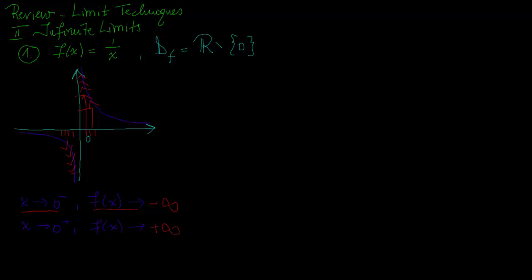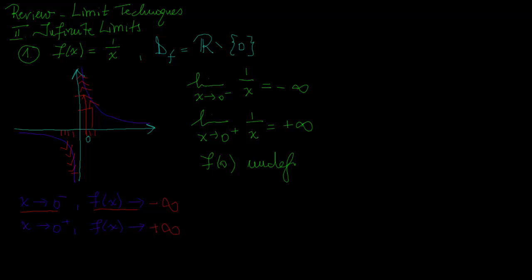So we would like to record this in limit notation. So we write that the limit as x approaches 0 from the left of 1 over x is, based on this graph, negative infinity, and the limit as x approaches 0 from the right of 1 over x equals positive infinity. We notice that in essence the function is not defined at x equals 0. We have that f of 0 is undefined, but the behavior of the function near 0, namely to the left and to the right of 0, gives us this explosion to plus or minus infinity.